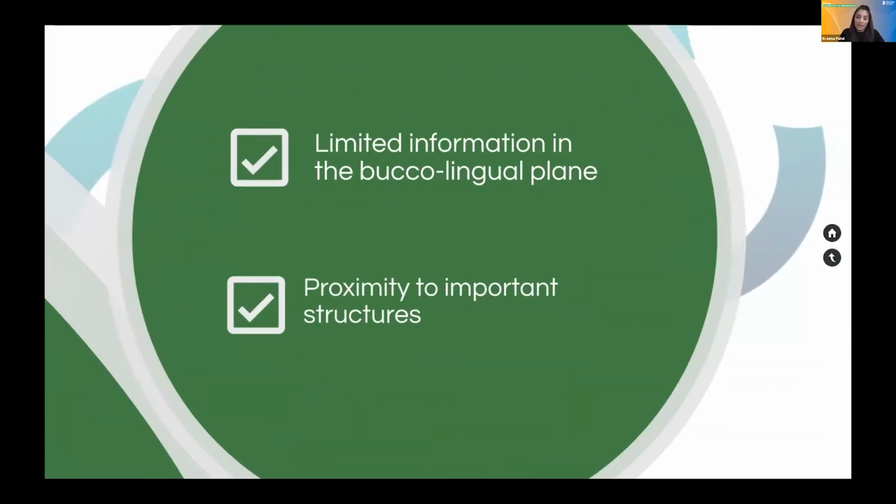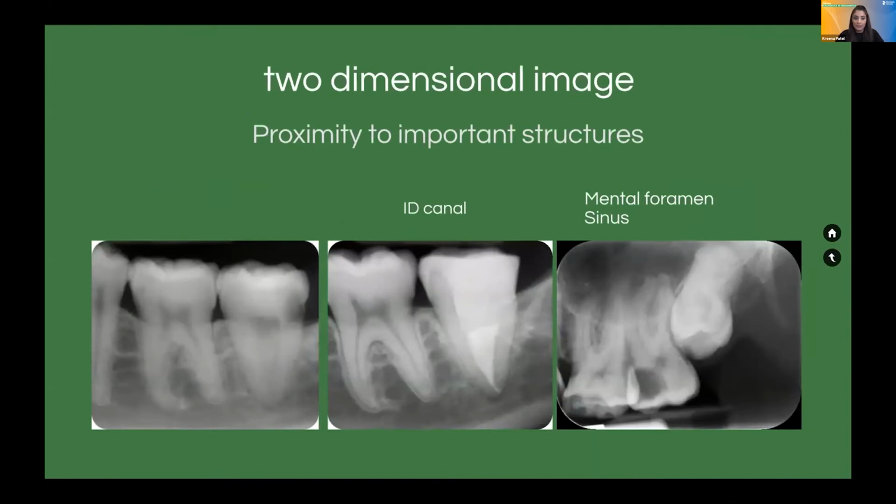It also gives us limited information on where our teeth lie in relation to important structures. If we look at this case here, this is a lower left 7, with extensive distal caries into the pulp, and you can see that the base of this tooth lies very close to the ID canal. On a 2D radiograph, I don't know if that canal is very, very close, or if it's buccal, or if it's lingual to this tooth.